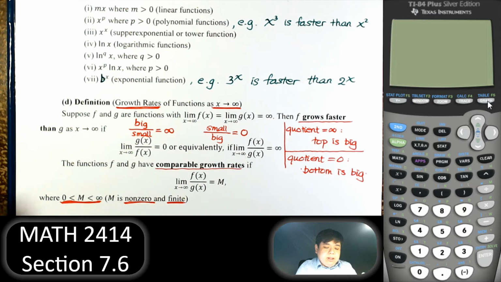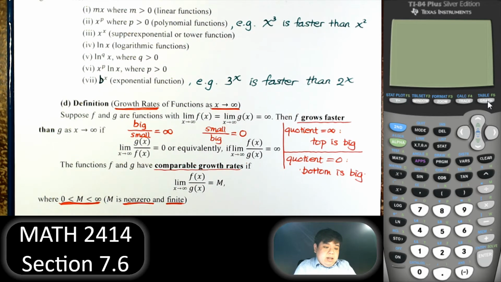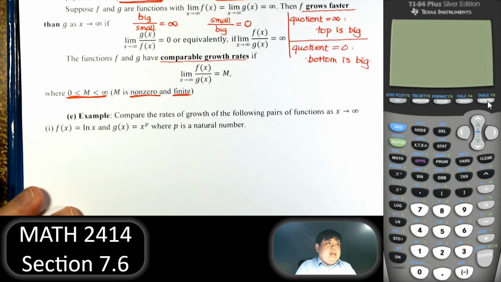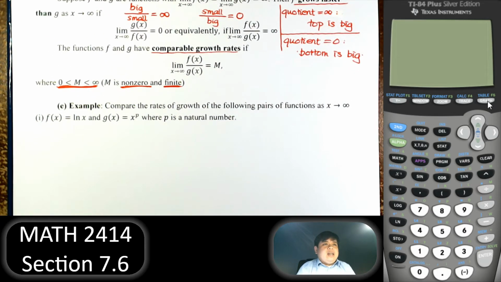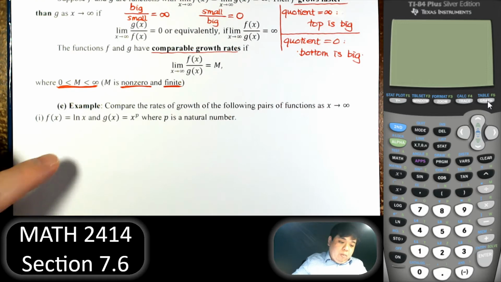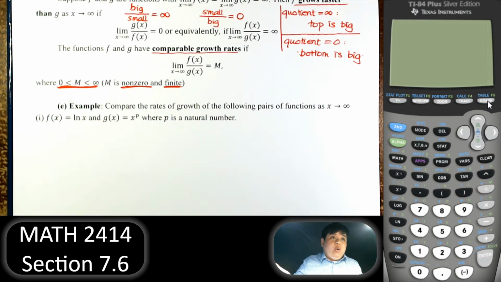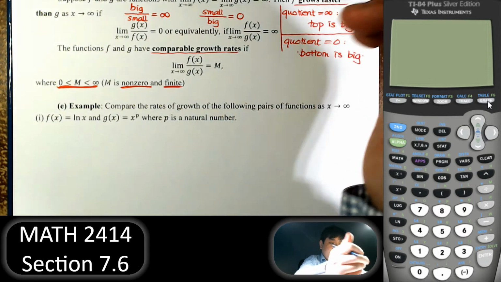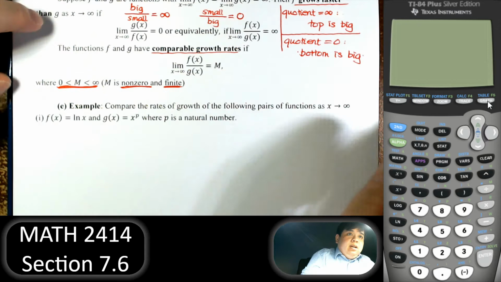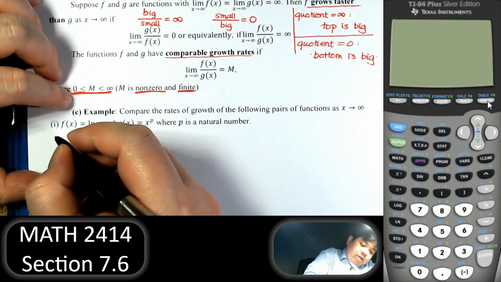Now compare the growth rates of ln of x and x to the p. In that case, just divide them. Just pick one, divide by the other, it doesn't matter which is which. So we compare the rates of these, to see which one goes faster to infinity. I just divide them.